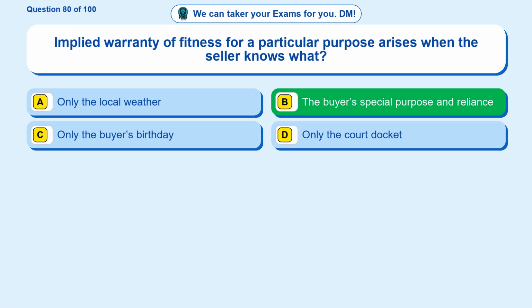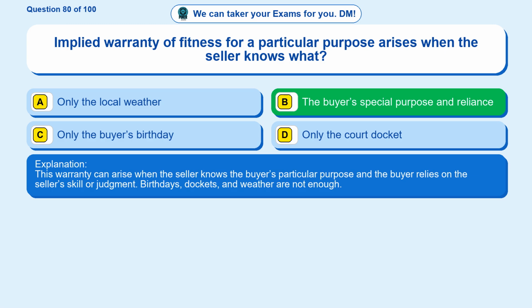The buyer's special purpose and reliance. This warranty can arise when the seller knows the buyer's particular purpose and the buyer relies on the seller's skill or judgment. Birthdays, dockets, and weather are not enough.